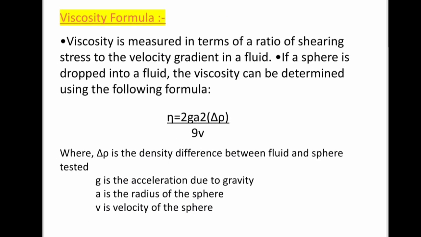Viscosity formula. Viscosity is measured in terms of a ratio of shearing stress to the velocity gradient in a fluid. If a sphere is dropped into a fluid, the viscosity can be determined using the formula, that is η = 2ga²(Δρ)/9v, where Δρ is the density difference between fluid and sphere tested, g is the acceleration due to gravity, a is the radius of the sphere, v is velocity of the sphere.